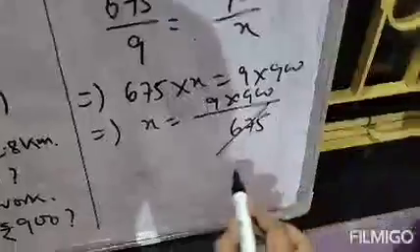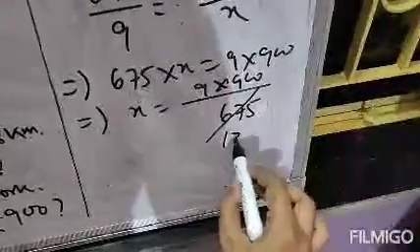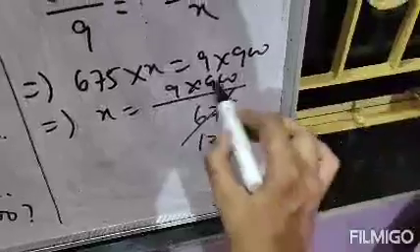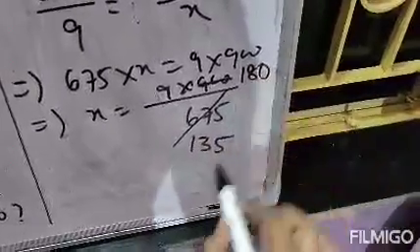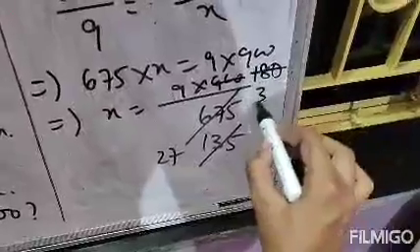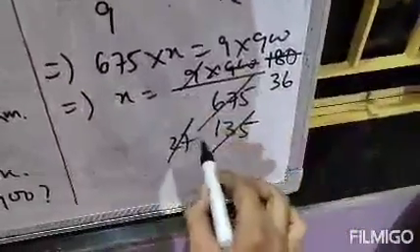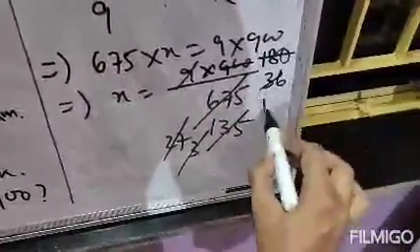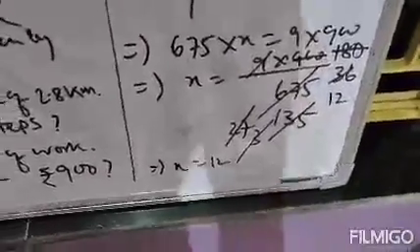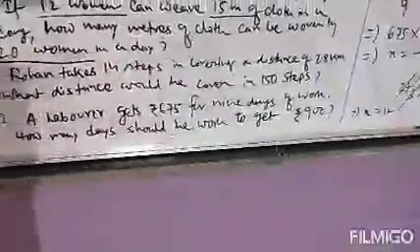So reduce it by 5. 135. 5, 180 again reduced by 5, 27, 36 reduced by 9, 3 reduced by 3, so that is 12. That means x is equal to 12. So he will have to work for 12 days to get rupees 900.